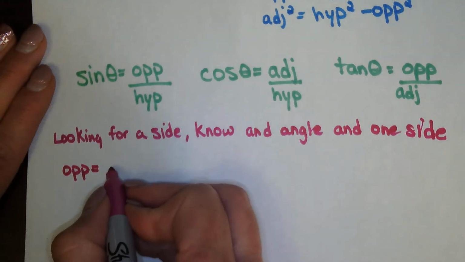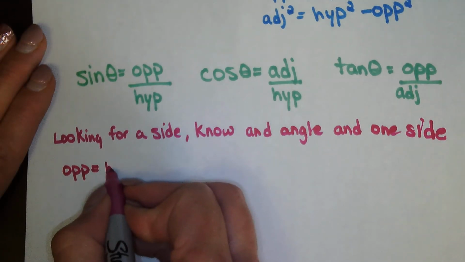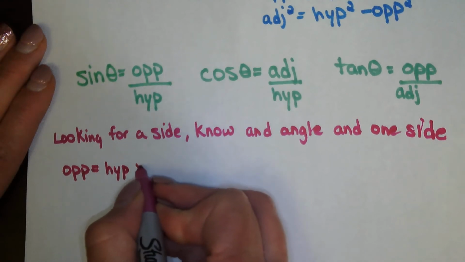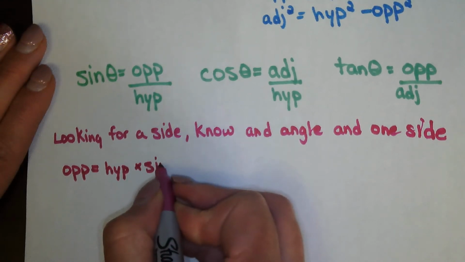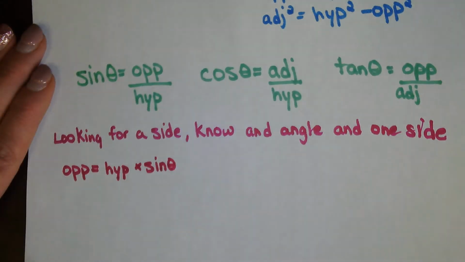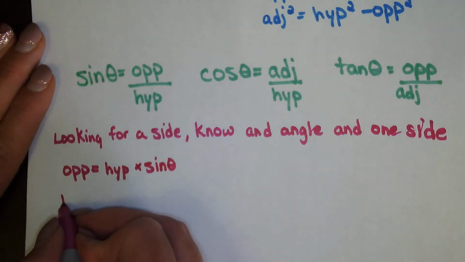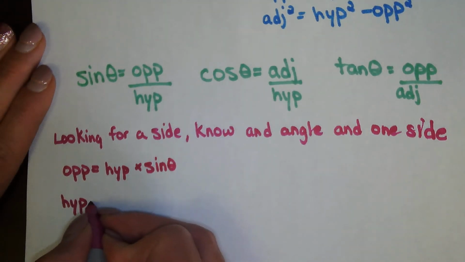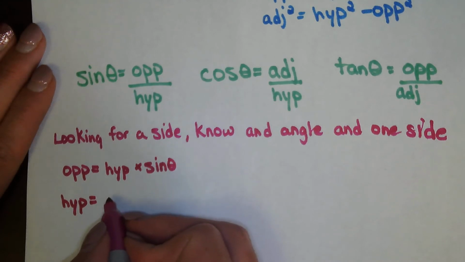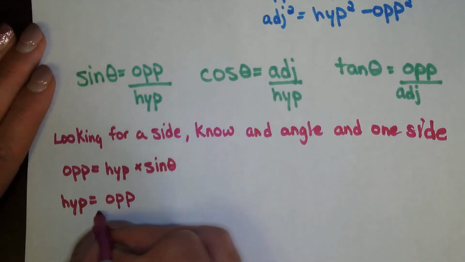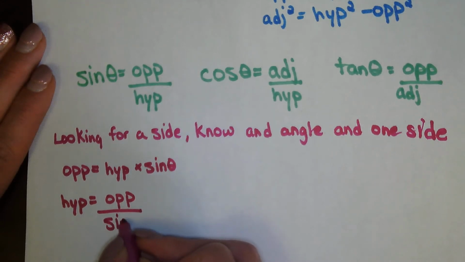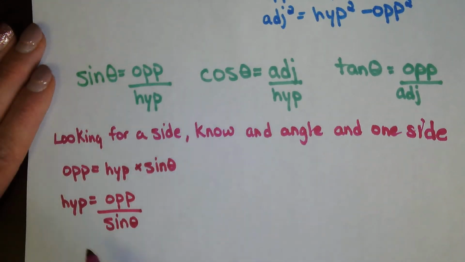Well, that is going to be equal to my hypotenuse times the sine of my angle, if I've got that information. Or if I'm looking for the hypotenuse, but I just know my opposite, then it's going to be opposite divided by sine. So the idea is I just switched my sine and my hypotenuse.